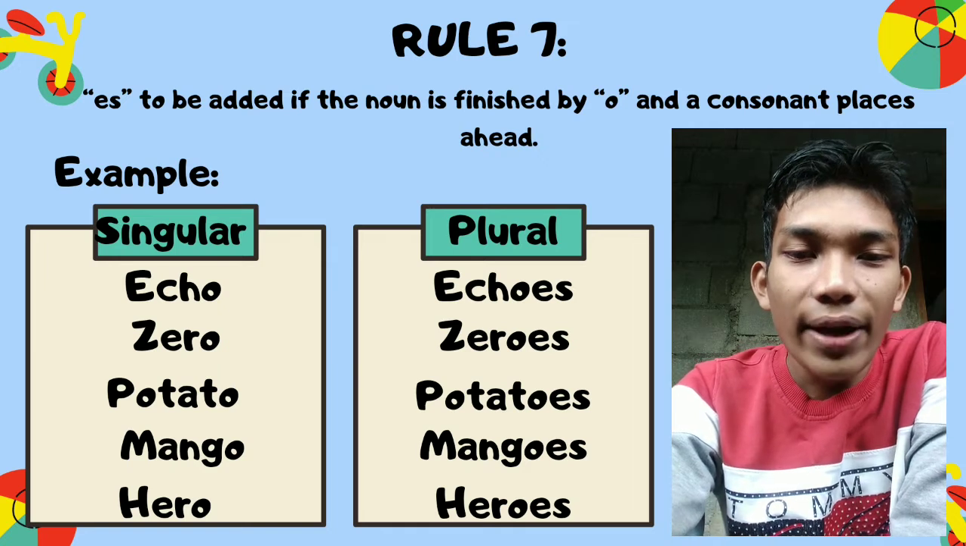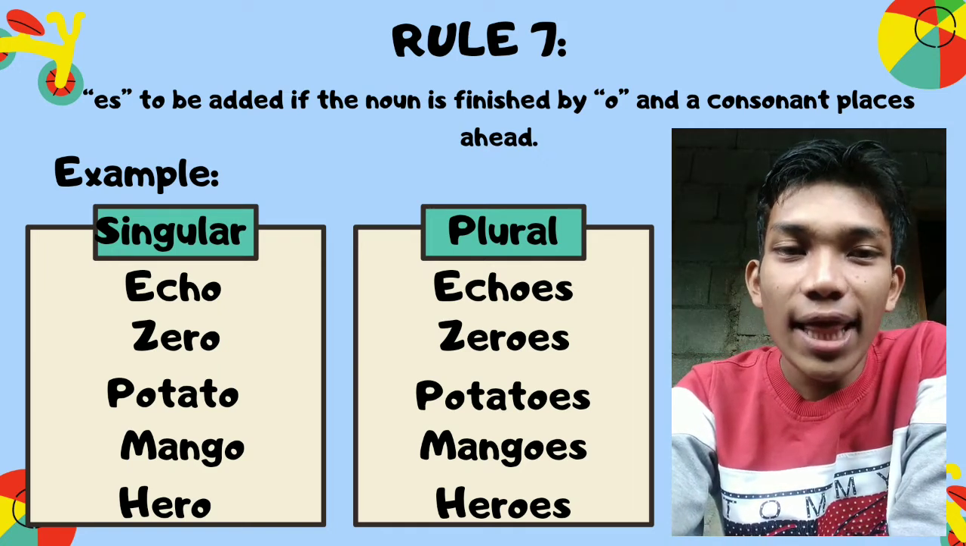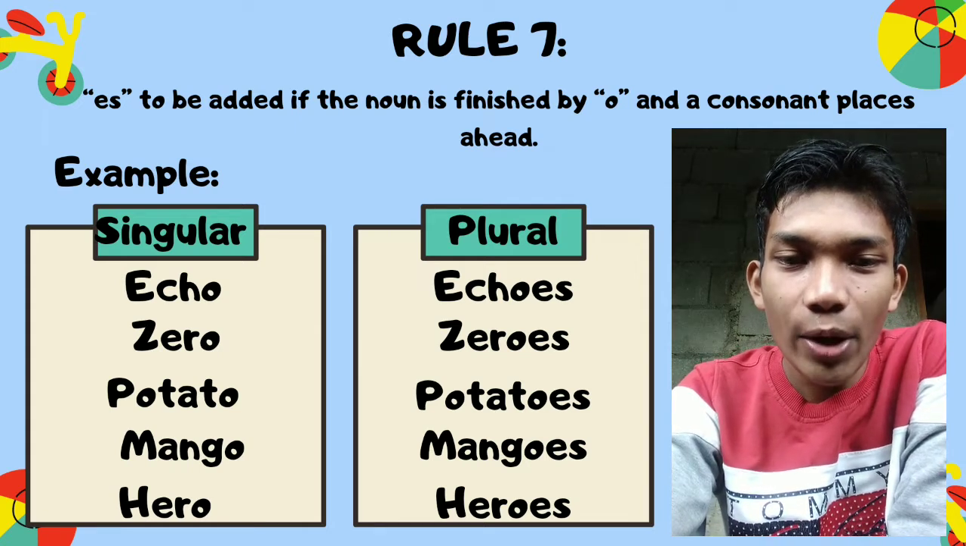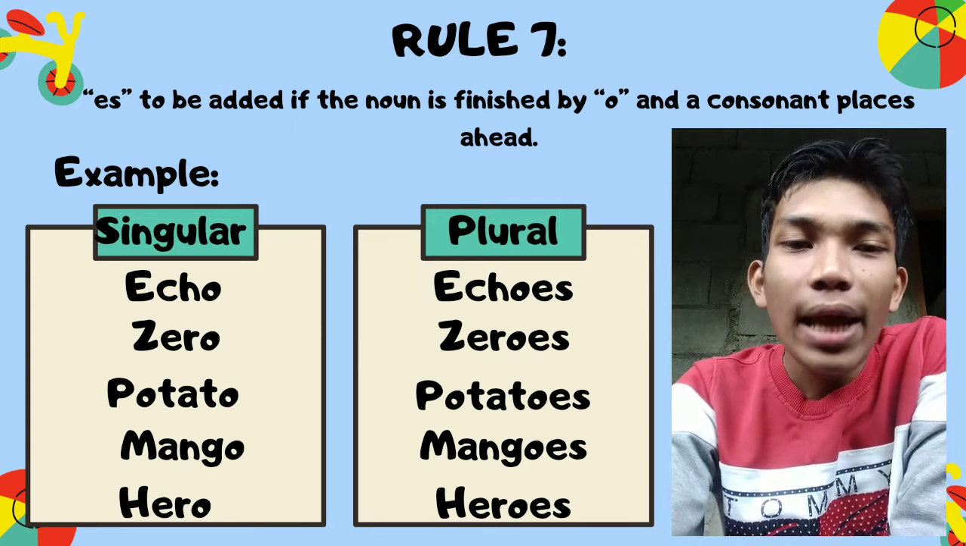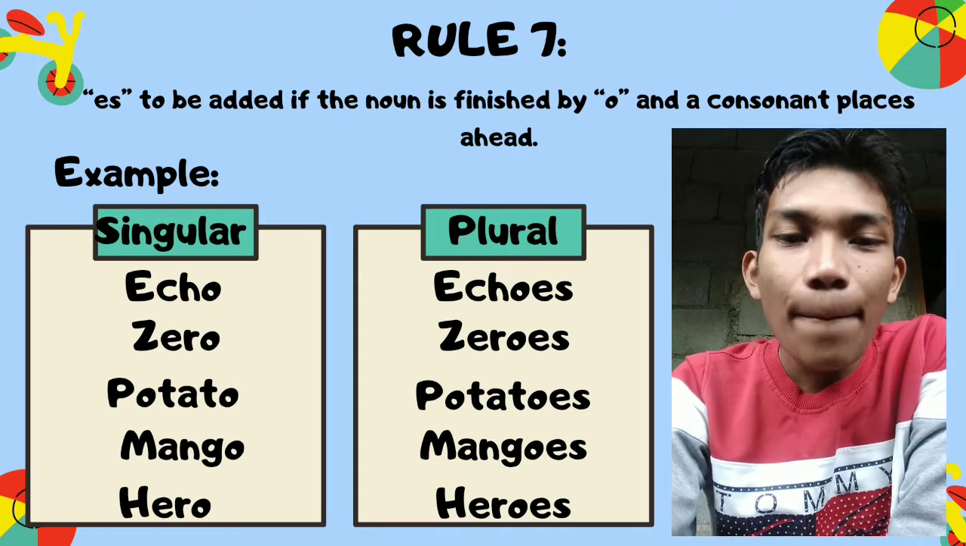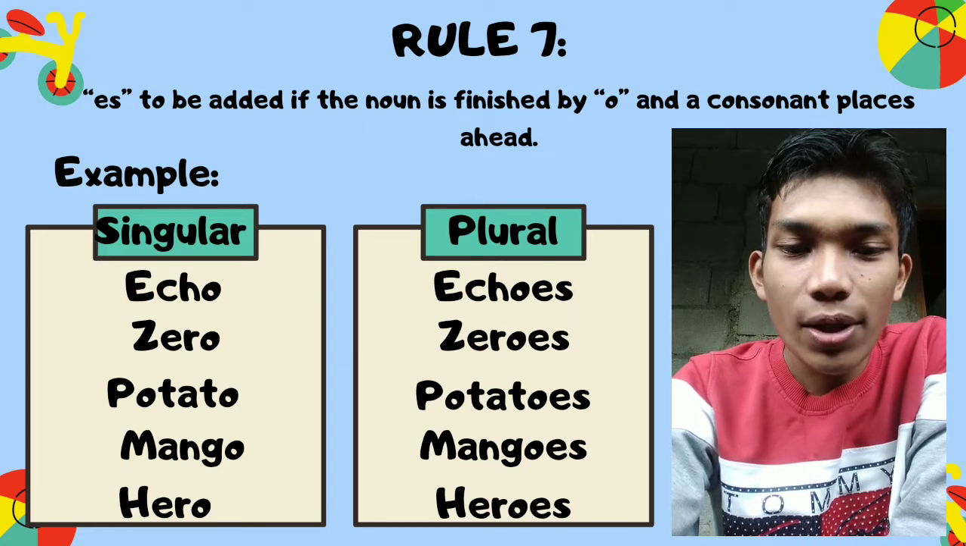In rule number 7, we add ES to the noun if it ends with letter O and there is a consonant ahead of that letter O. For example, echo to echoes, zero to zeros, potato to potatoes, mango to mangoes, and hero to heroes.